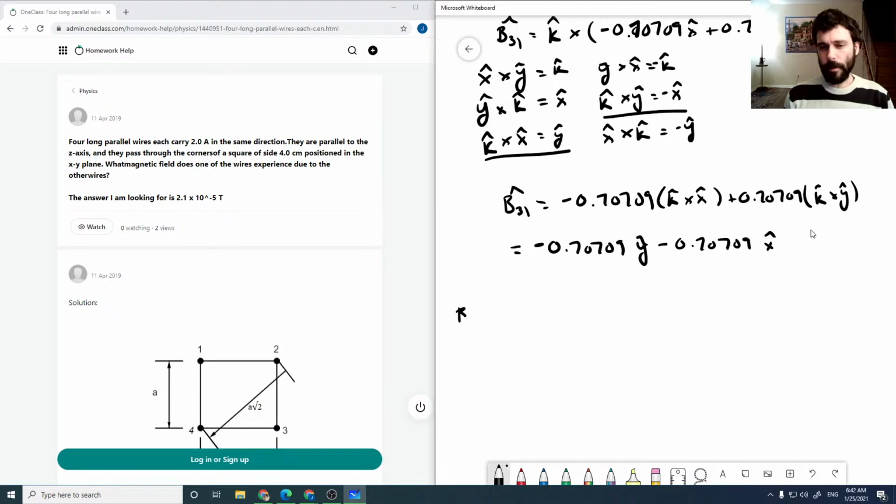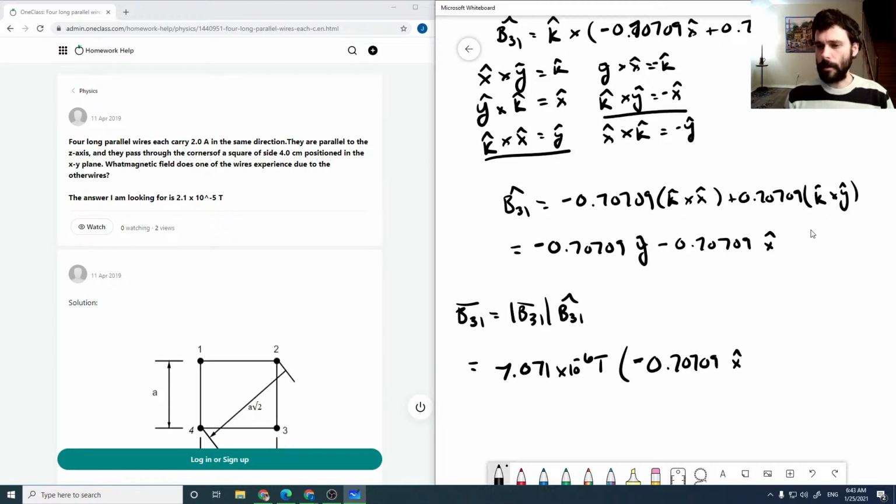So our B31 vector is our B31 magnitude times our B31 unit vector. So we get 7.071 times 10 to the minus 6 Tesla times minus 0.70709 x hat minus 0.70709 y hat, which comes out to be 5.00 times 10 to the minus 6 Tesla times minus x hat minus y hat.